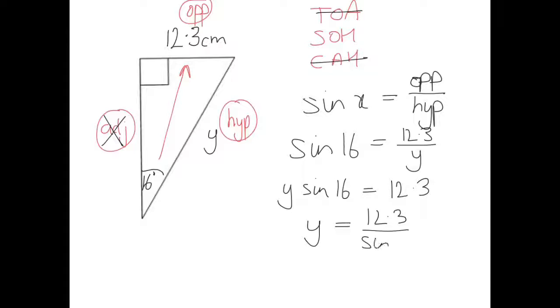And sine of 16 looks complicated, but it's really just a number. Your calculator will work it out. And when you put that all into your calculator, 12.3 divided by sine 16, we get 44.6 centimeters in this case. Again, three significant figures. And just double check it makes sense. Is y the hypotenuse? Yeah. Is it the longest side? Yes, it is. And so it looks like a sensible answer.